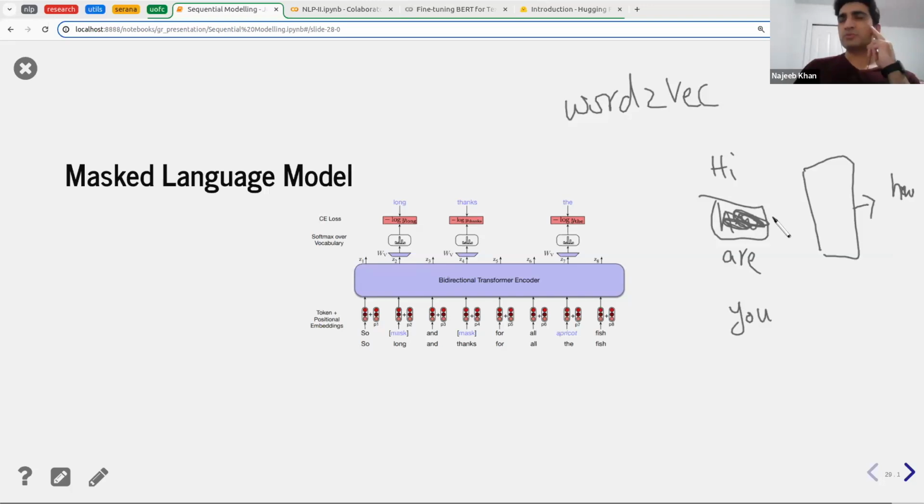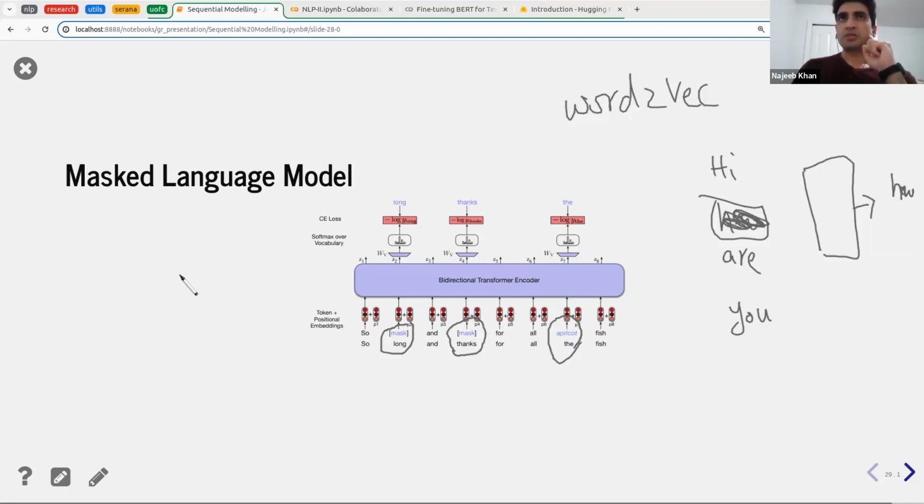Here we do something very similar, but instead of hiding just one word, we mask a few words. So we mask, let's say, this word "long" in "So long, and thanks for all the fish." Masking means we replace them with some unknown token, and then with some probability, let's say 10% or 20%, we replace the given word with some other random word. So here we replace "the" by "apricot". And then the problem is to reconstruct this sentence using the transformer encoder model.